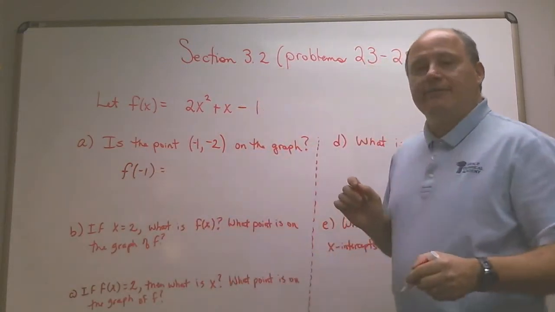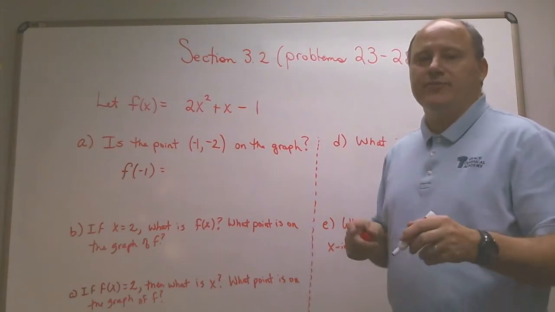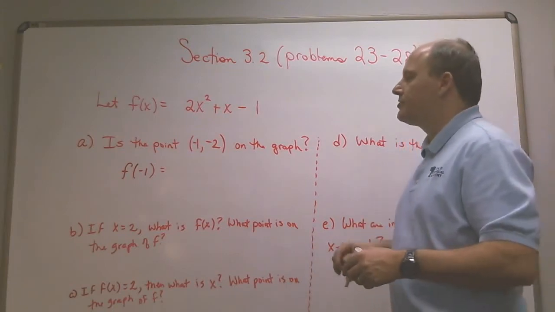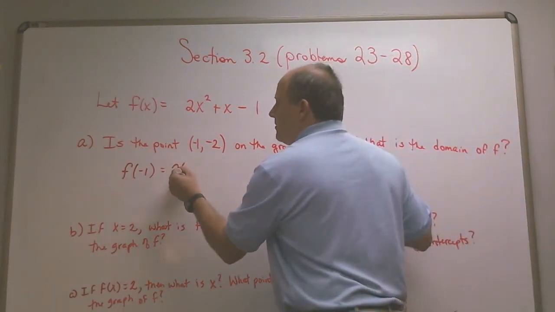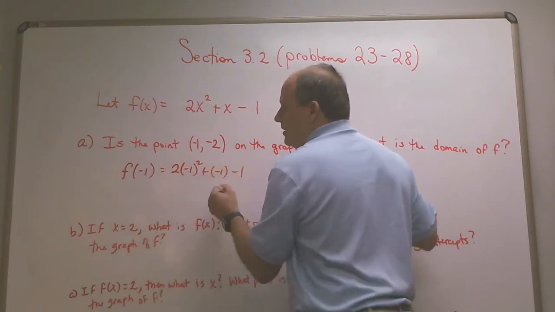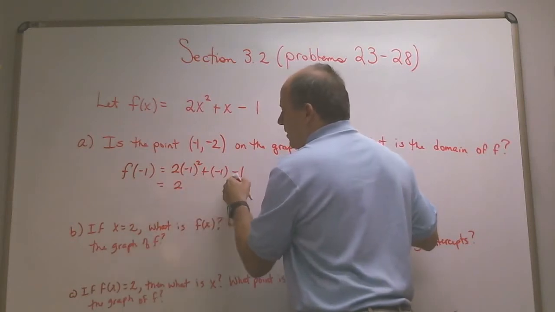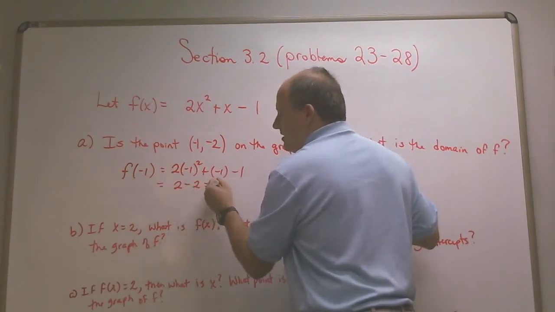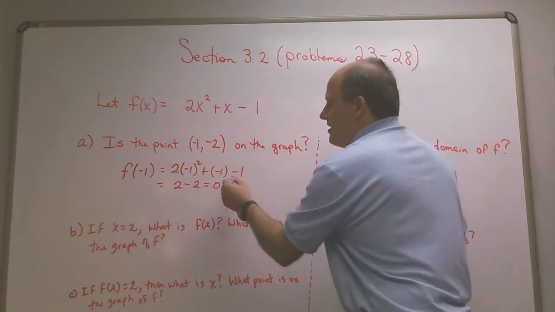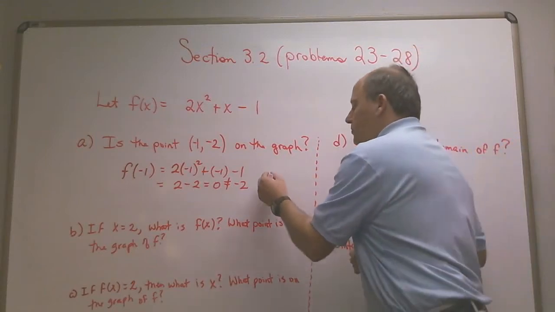And if that output is -2, then the answer is yes. If the answer is something else besides -2, then the answer is no. So it's quite simple, a yes or no answer. So this becomes 2 times (-1) squared plus (-1) minus 1. So 2 times (-1) squared is 2, and then -1 and -1 is -2, so it's 0. And that does not equal -2. So the answer is no.